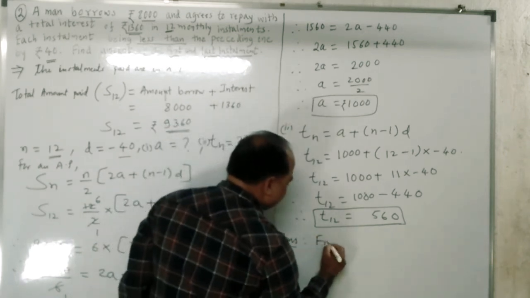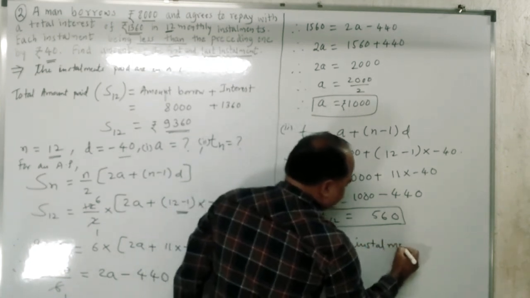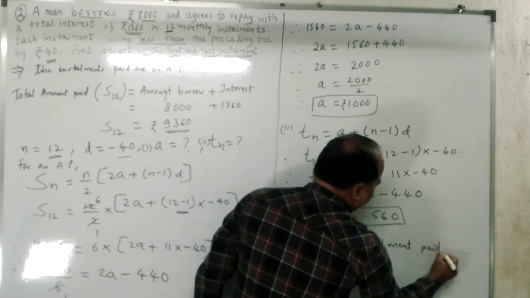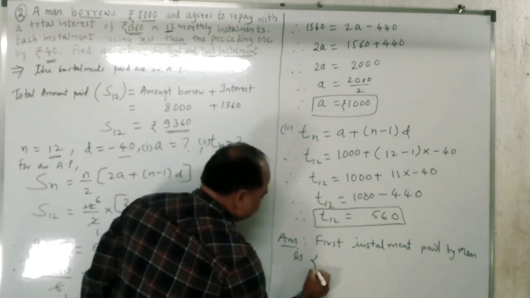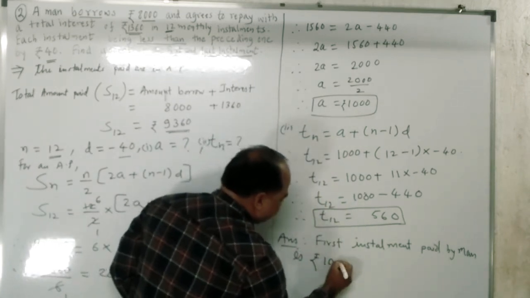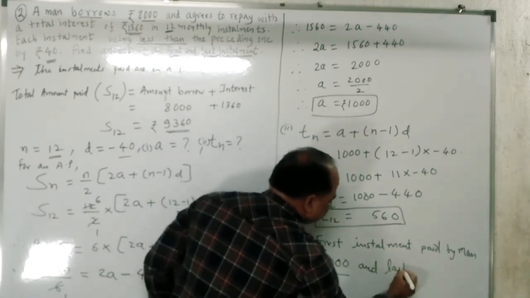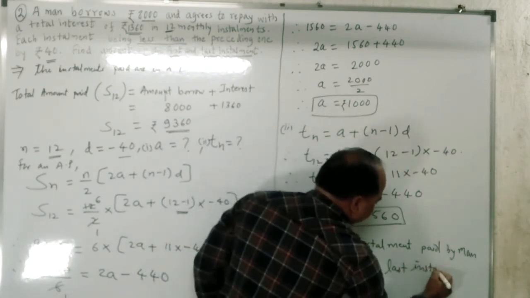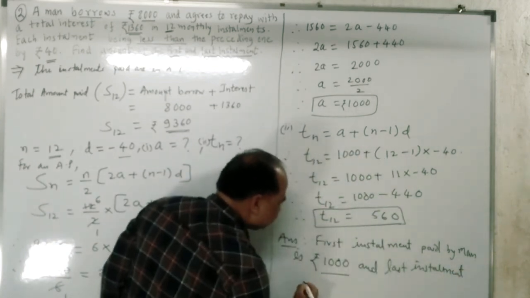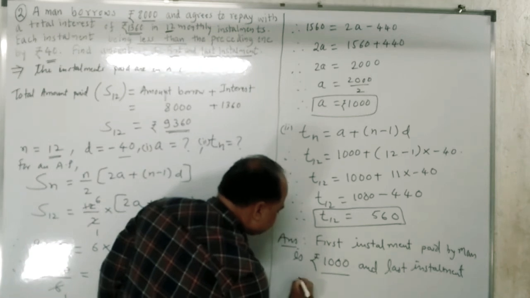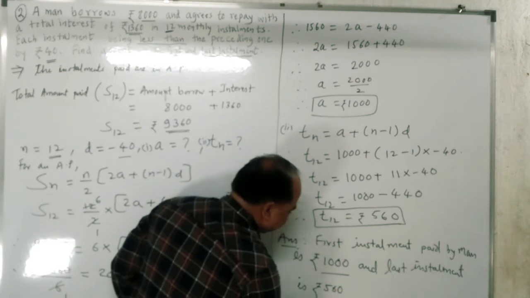So the first installment paid by the man is rupees 1000. In the first month he will pay 1000, and the last installment he will pay is rupees 560.